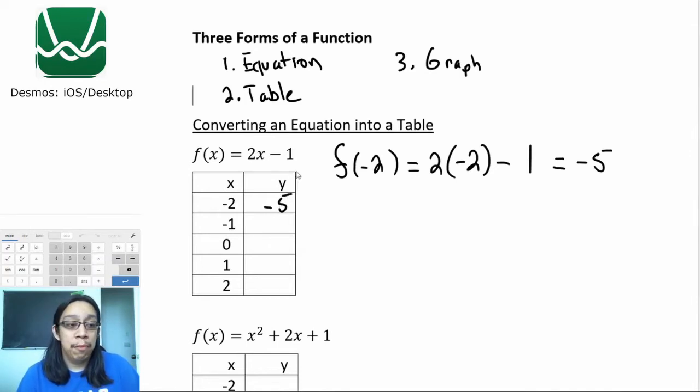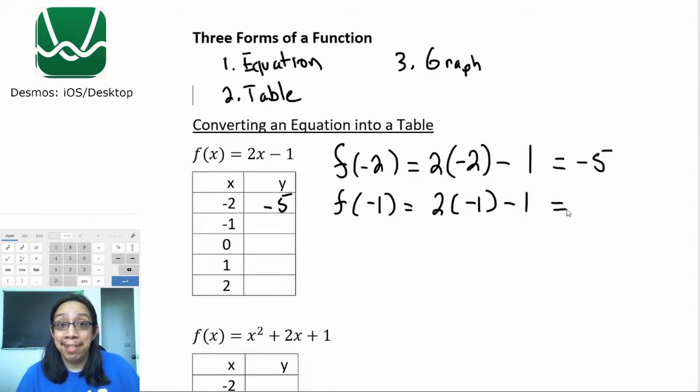Let's go ahead and try that out one more time. So f of -1, this time our input is -1, so 2 times -1 minus 1. Again, let's go ahead and simplify. So 2 times -1 is -2, minus 1 will get you -3. So that means when x is equal to -1, y is going to be equal to -3.